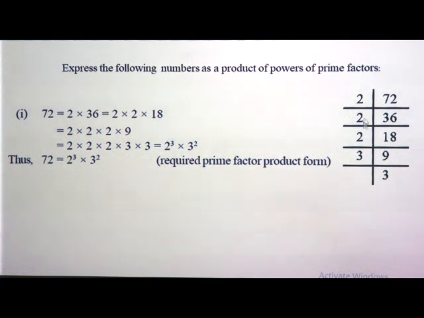So, the factors of 72 are 2, 3 times. So, we write 2 raised to 3, or we can say 2 cube, and 3, 2 times. So, we write 3 to the power 2, or we can say 3 square. So, we can find the factors by both methods, and we can write it in power form, or we can say in exponential form.